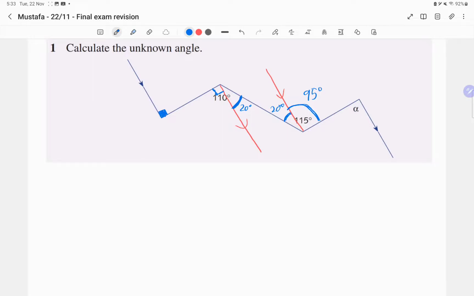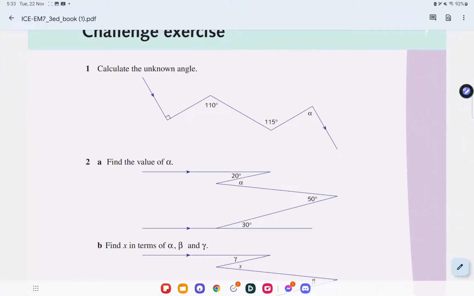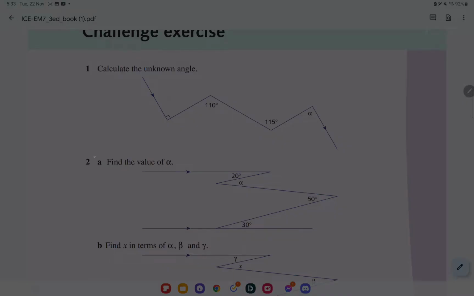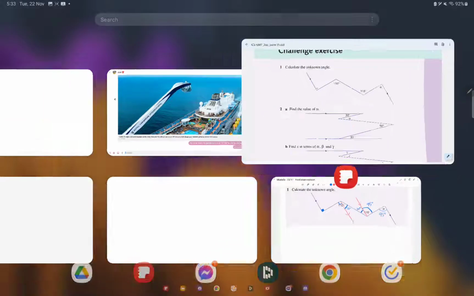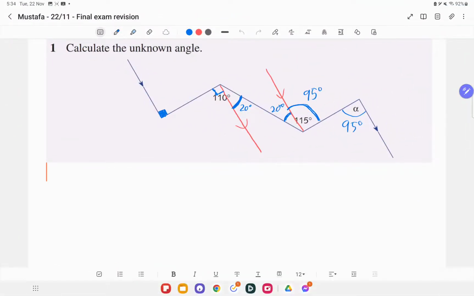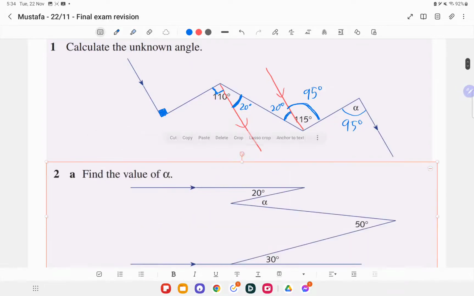95 degrees, now what's alpha then? Alpha is also 95 degrees. Reason? Alternate angles. Make sense? Okay. That's why I thought you would be able to do that one. I thought that you would struggle with the next one, more like. This one is a little bit harder. You need to see more angles in this one.